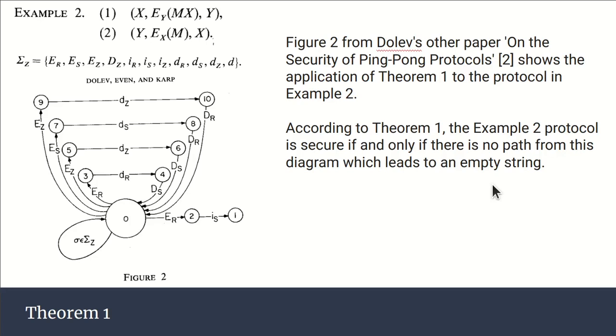This theorem is applied in an interesting way in Dolev's second paper on the security of ping-pong protocols. Dolev shows the application of Theorem 1 to the protocol in example 2. This protocol is different from example 2 in the previous slides because this is from his other paper. And according to Theorem 1, this example 2 protocol is secure if and only if there exists no path in this diagram which leads to an empty string.